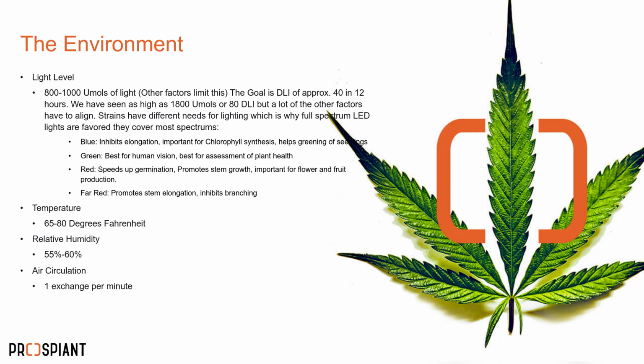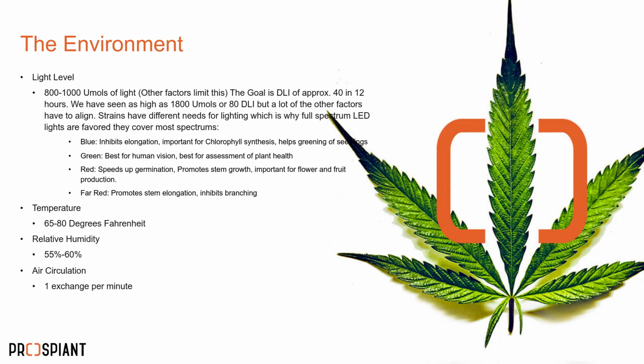And different strains have different needs for lighting, or certain growers may have certain aspects they're trying to draw out of the plant. A lot of those are driven by the light and the spectrums of light. It's one of the reasons that the full spectrum LED lights are favored, simply because they cover most of these spectrums. And you can see I've listed the spectrums here.